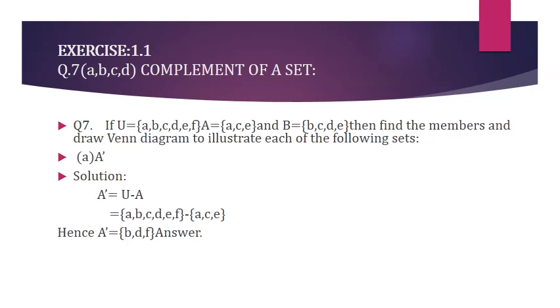You must remember the formula: A complement equals U minus A. Here U stands for the universal set. I have also given in the definition the meaning of the universal set. The universal set consists of all the elements under discussion.